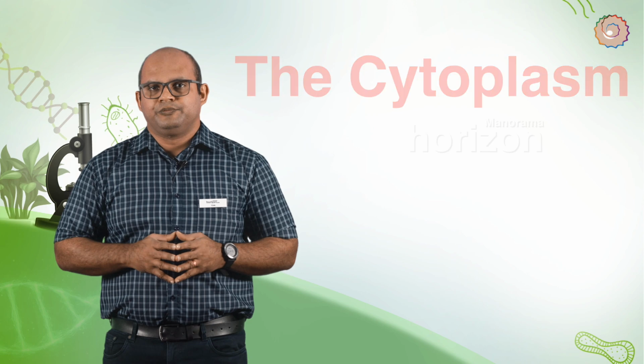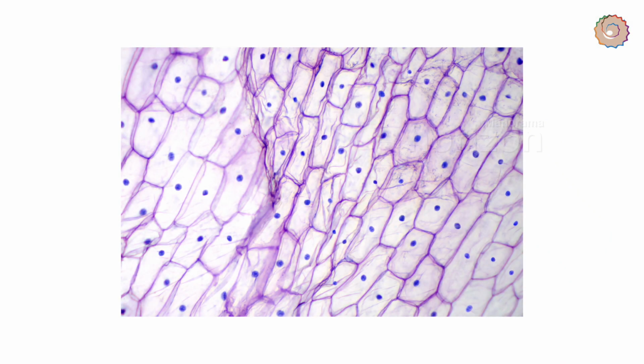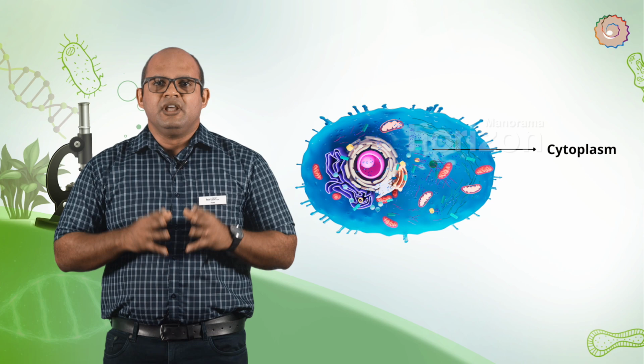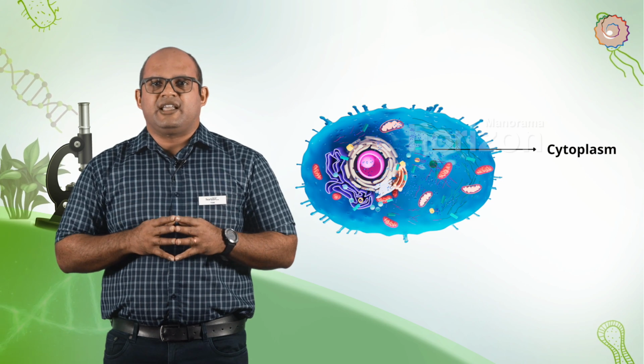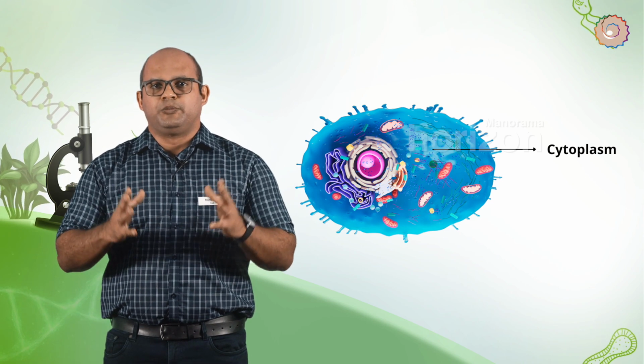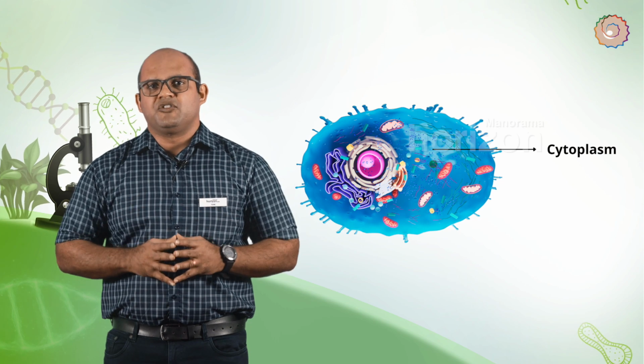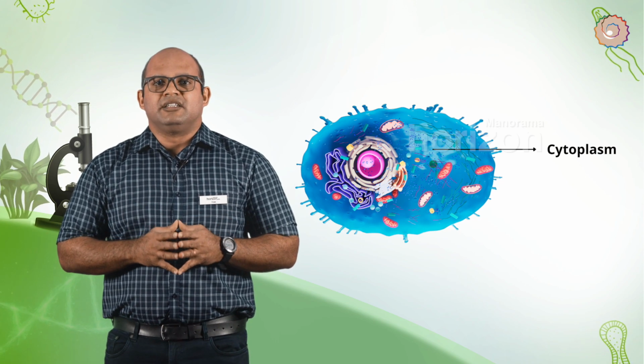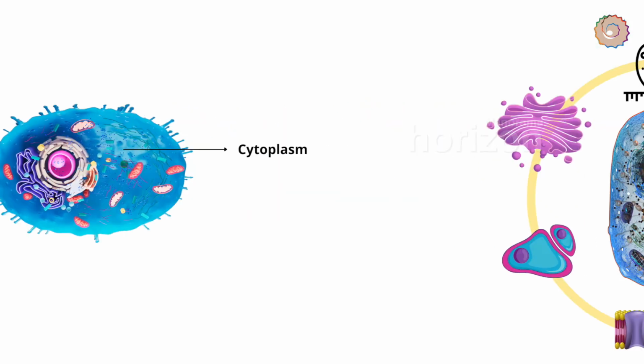The cytoplasm. Under a microscope, it is observed that there is a region within the cell that does not take up a stain. This colorless or transparent region is composed of a clear jelly-like substance which we call the cytoplasm. The cytoplasm encloses the cell organelles in eukaryotic cells and encloses the cell membrane also.